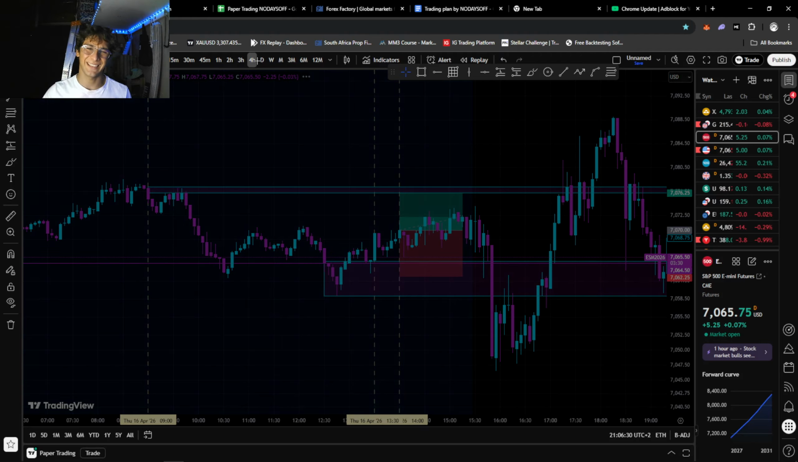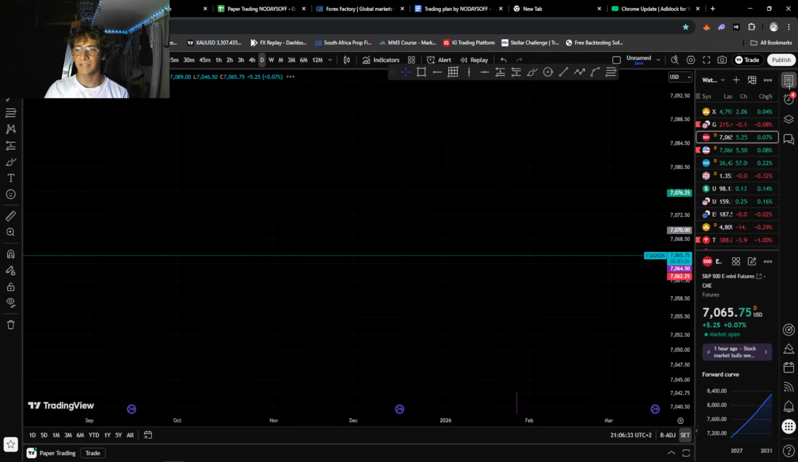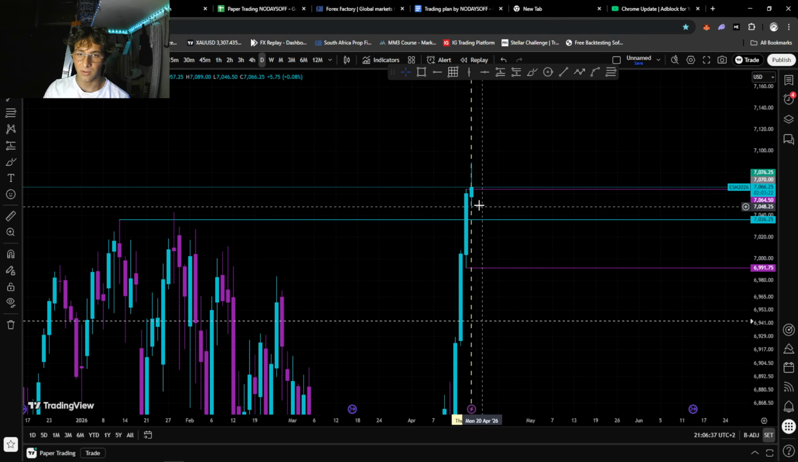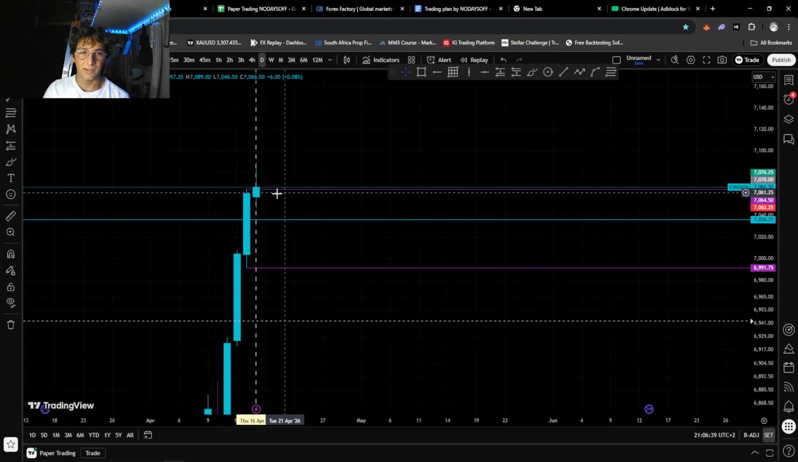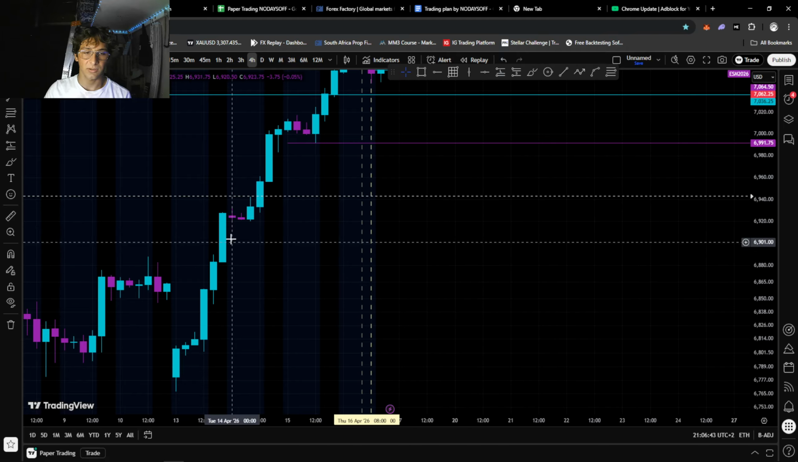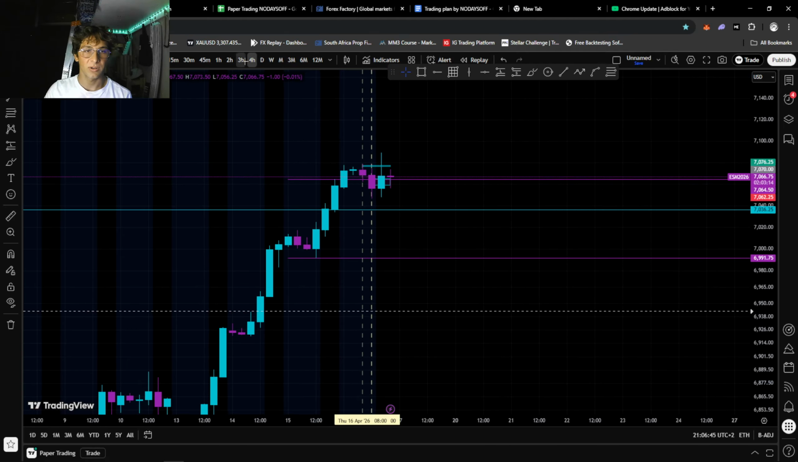Alright, so we first look at the daily so that we can mark out the previous day's high and low. Here are the highs, here are the lows. The highs were swept so we could short, but we didn't short. Then we look at the 4-hour trend to see the general direction. Very bullish for me still.